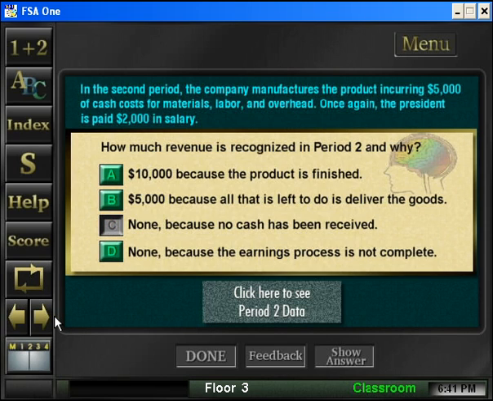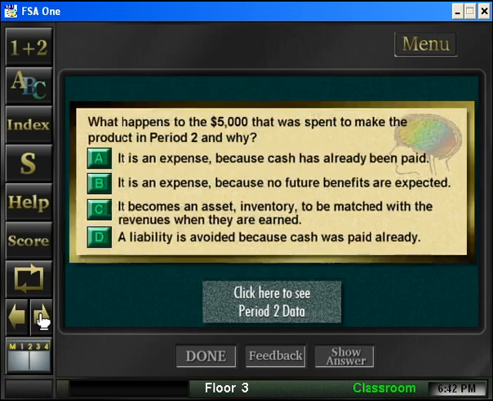Sorry, try again. You are correct. What happens to the $5,000 that was spent to make the product in period 2, and why?